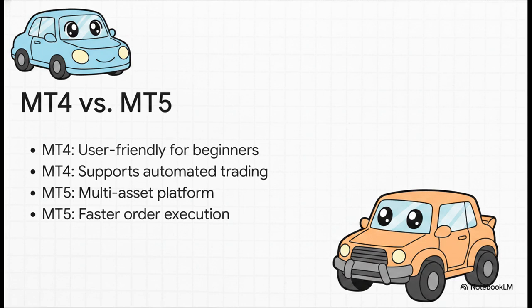MT5, on the other hand, is an advanced multi-asset platform. It's built for trading stocks, commodities, and forex. It boasts much faster order execution, gives you more timeframes to analyze, and features really advanced charting tools. If MT4 is your trusty, highly efficient daily driver, MT5 is the high-performance multi-terrain vehicle designed for professionals.